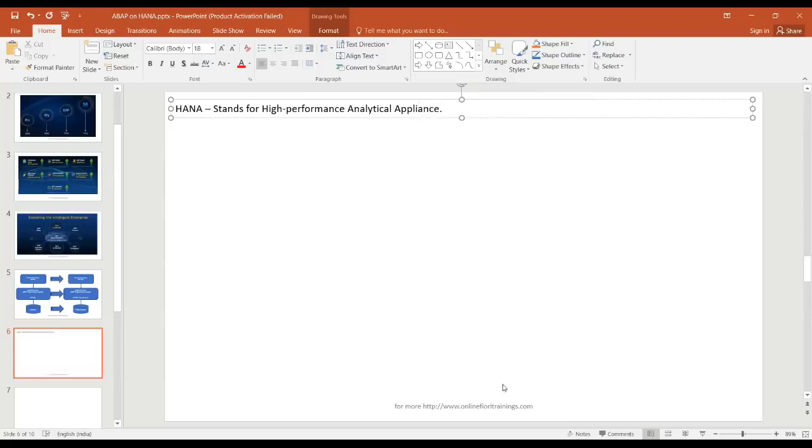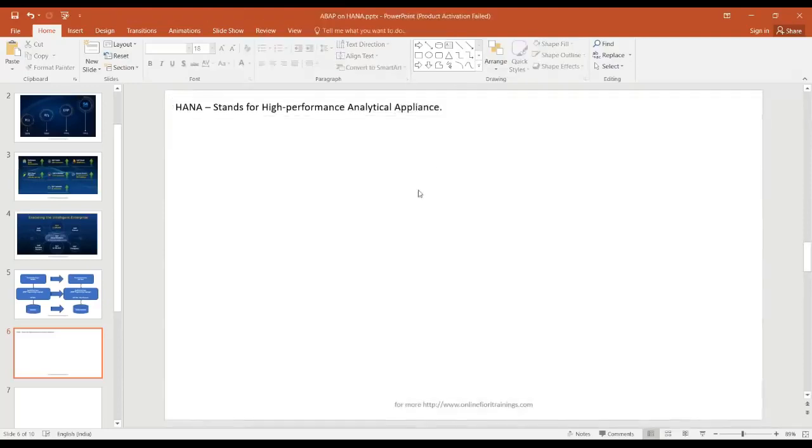Why is it called an appliance? Why is it not called a database? Yeah, very important. Before we understand HANA, let's try to understand how a basic computer works.